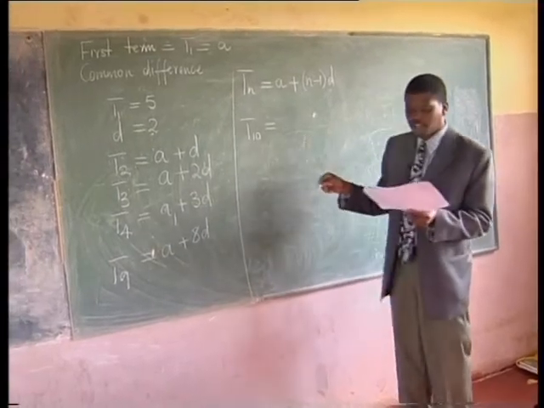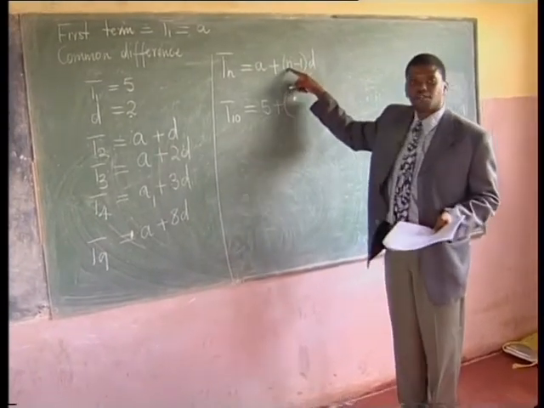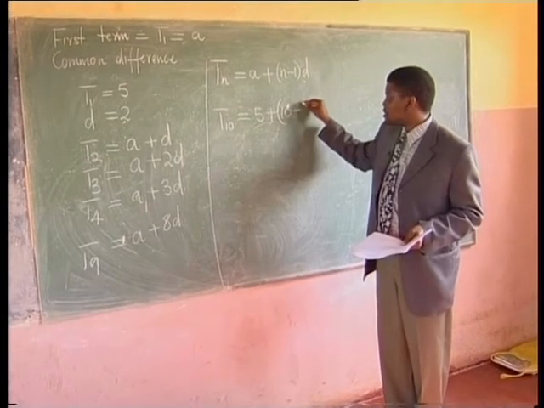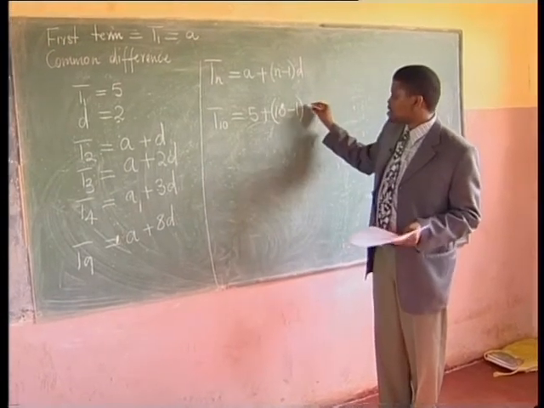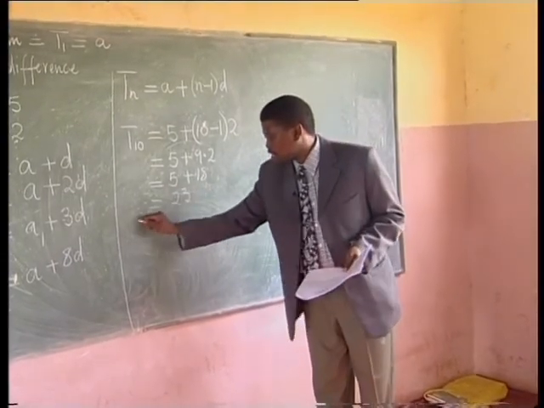The teacher and learners test the formula on the 10th term, which is 23. What is your first term? 5. Plus n, which is the number of terms? 10. 10 minus 1. What is your common difference? 2. Then you get 18. After substituting, the answer comes to 23.